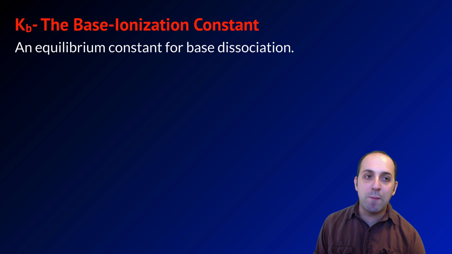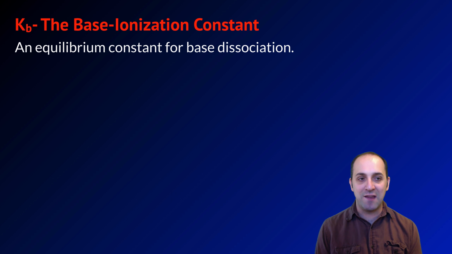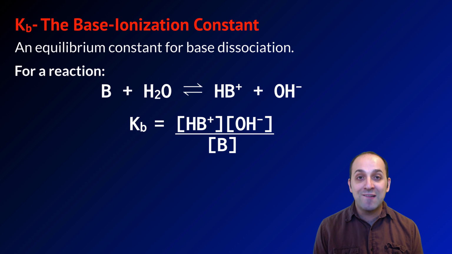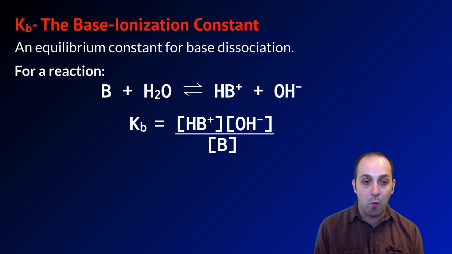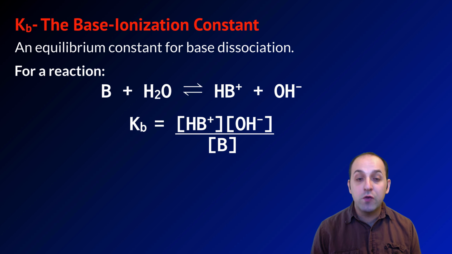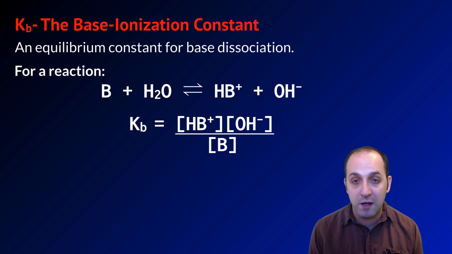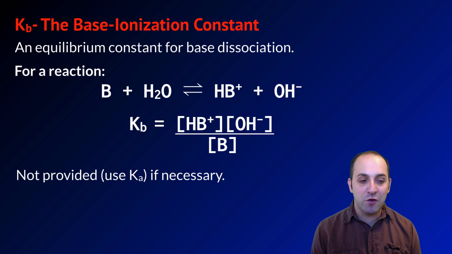For bases, we talk about Kb, or the base-ionization constant. This is the equilibrium constant for base dissociation. It works exactly the same way it did for acids, except the base becomes a hydroxide ion, and the cation of the base absorbs a proton from the water molecule. So Kb is equal to the product of the concentration of HB+ times OH- divided by the concentration of the undissociated base. Kb is not given to you, and for reasons that we'll discuss in a second, you can always use Ka values to help inform your understanding of Kb, but you won't be asked to calculate it.